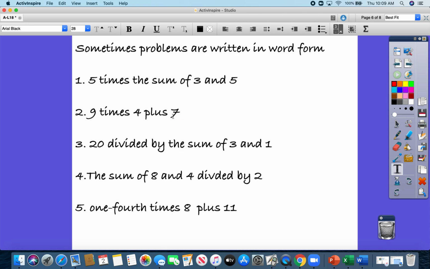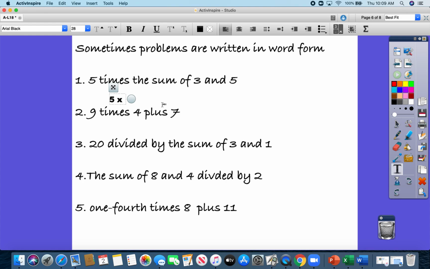Okay? Now this time this is more practice of them being in written form and you guys having to put them in numerical form. Okay? So what I want you to do is just try them. Just pull out your piece of paper and just try them before I give you the answers. So pause me, try them, and then you can come back to them. Okay, we ready? 5 times the sum of 3 and 5.